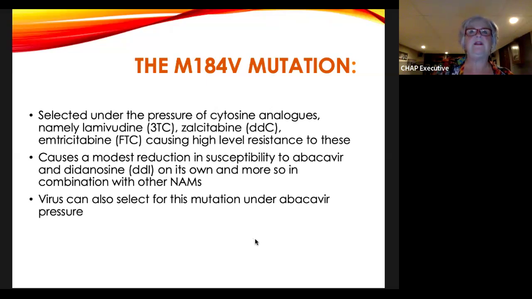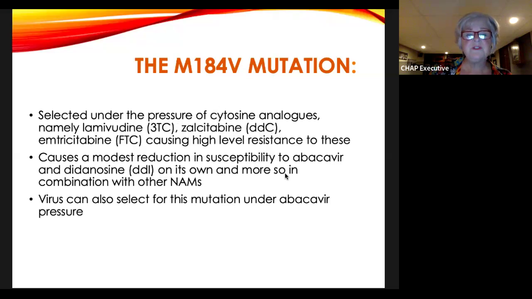184V is selected rapidly in regimens that are failing cytosine analogs, namely lamivudine, 3TC, zalcitabine, which is DDC, a drug called HIVID, which we used very early on in treatments in HIV, but was used still into the late 90s. DDC, one of those D drugs, and emtricitabine are all cytosine analogs. So if a 184V mutation existed, it would confer resistance to these drugs. Similarly, if a regimen was failing under the pressure from these drugs, you likely have a 184V mutation.